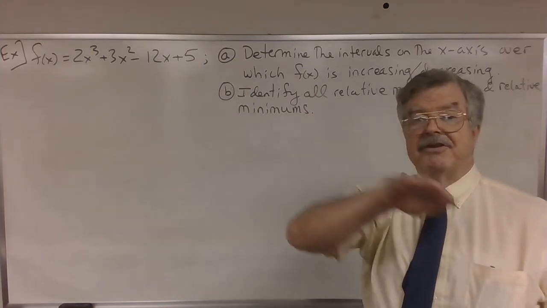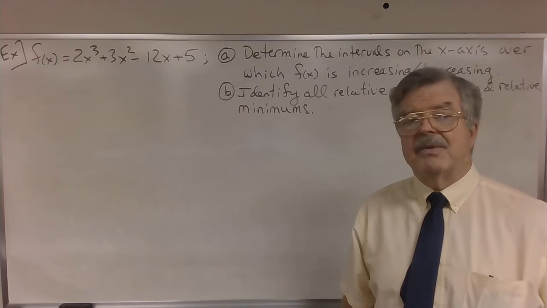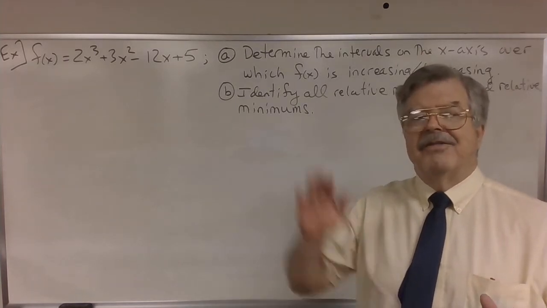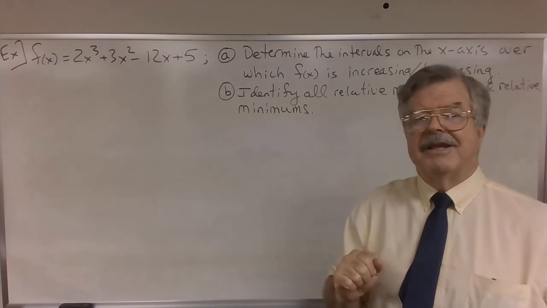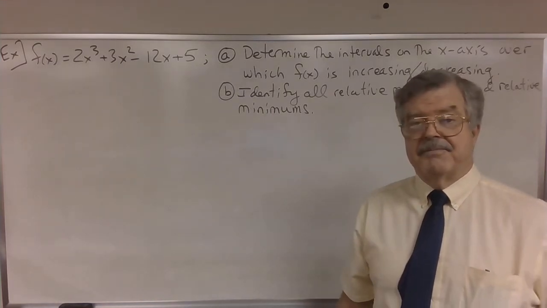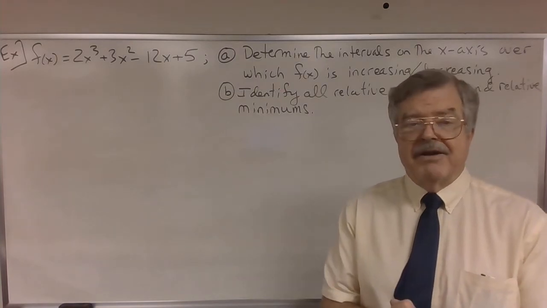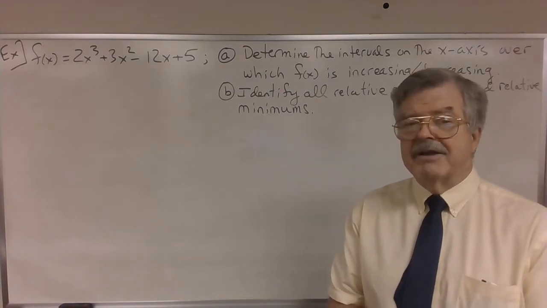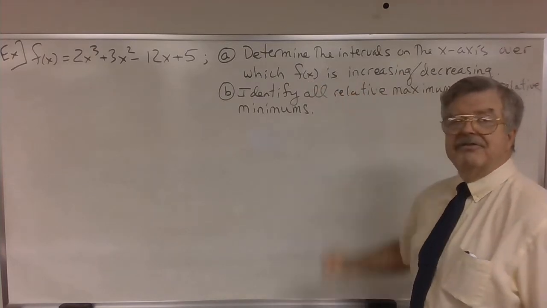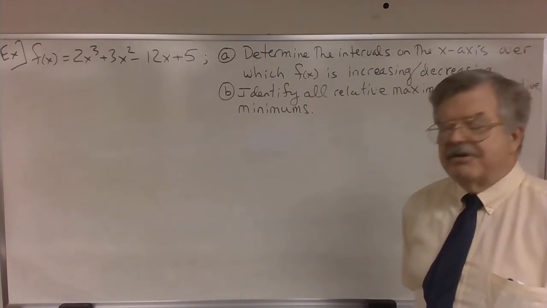And the function's decreasing exactly when what? The function is decreasing exactly when what? The derivative is negative. So the sign of the derivative, plus or minus, tells us where the original function f of x is increasing or decreasing.